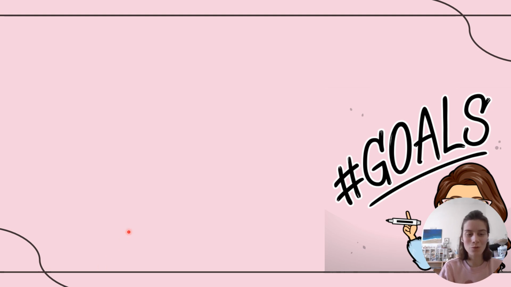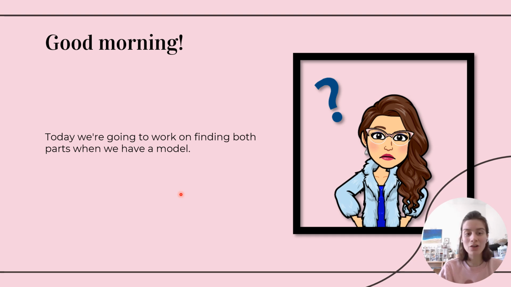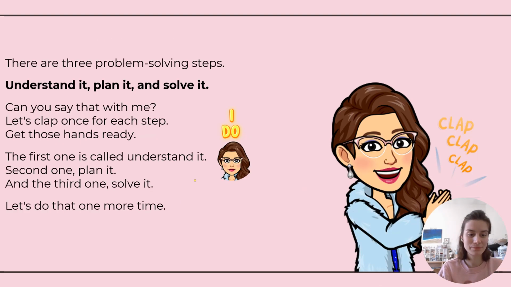Our lesson goals for today are: I can find both parts in a combined story problem using models. Today, we are going to work on finding both parts when we have a model. There are 3 problem-solving steps that we want to remember: understand it, plan it, and solve it.